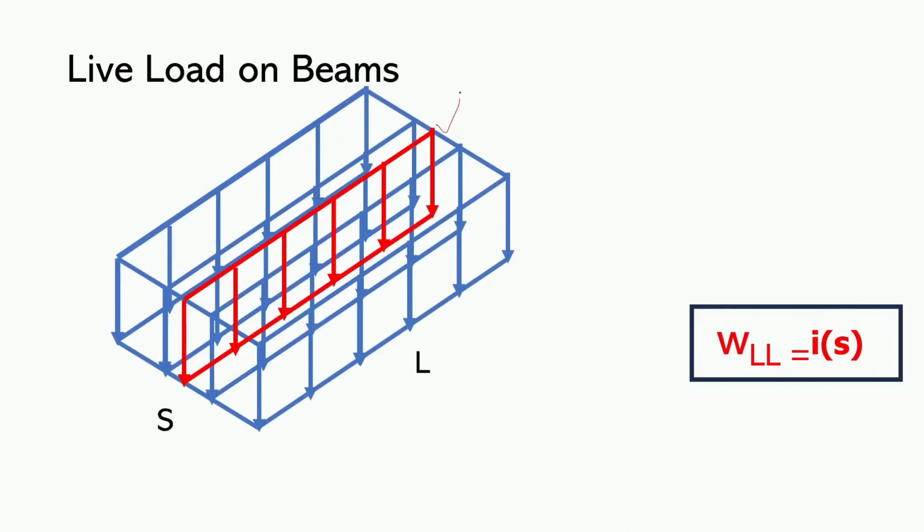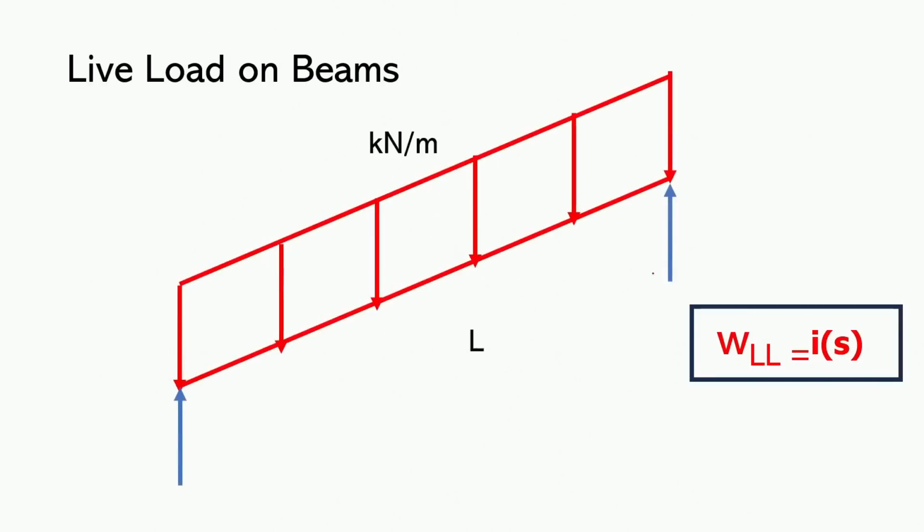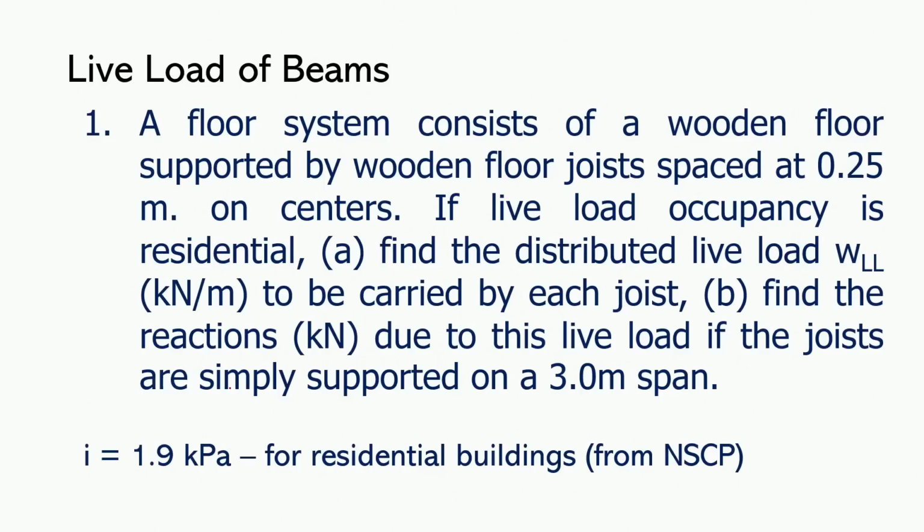And so if ito na lang yung isusulat natin, magiging ganito. This is what we are going to analyze. And then, this is already in kN per m, and then usually our beams are simply supported. So meron tayong reactions dito at each end. And so let's try this problem. A floor system that consists of a wooden floor supported by wooden floor joists spaced at 0.25 m on centers.